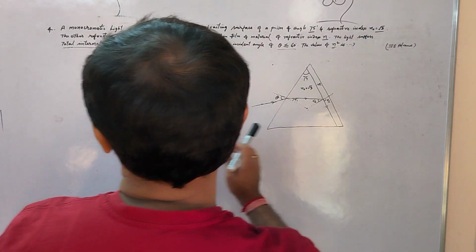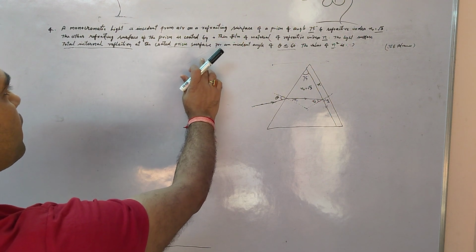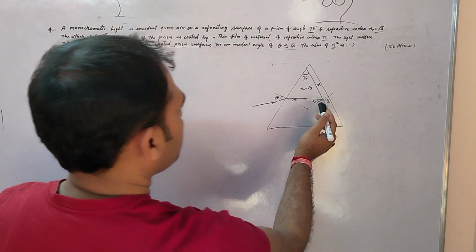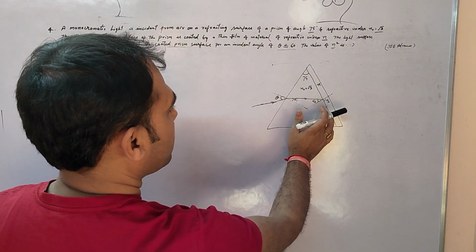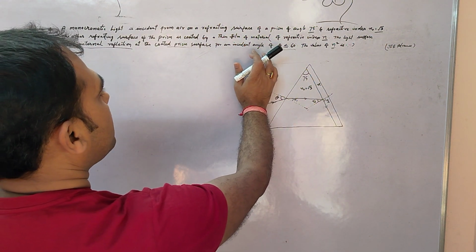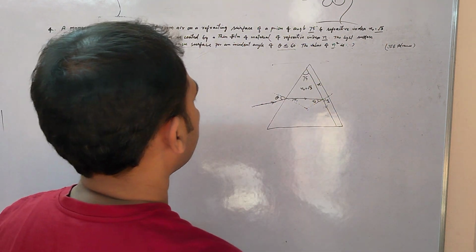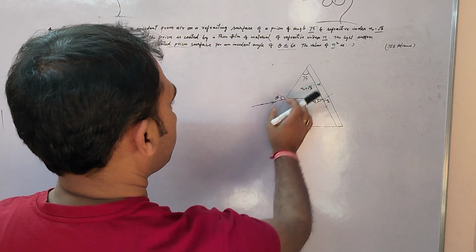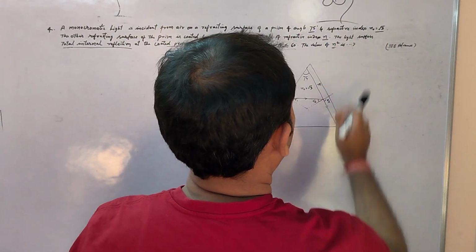The light suffers total internal reflection at the coated prism surface. So this undergoes total internal reflection at this surface for incident angle theta less than or equal to 60 degree. The value of n square will be.